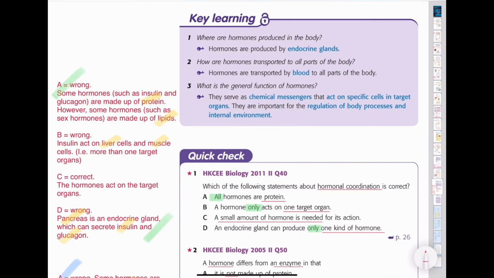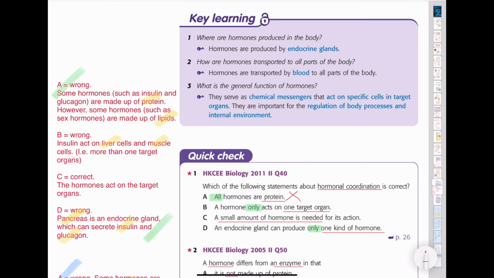For these two questions, it's talking about hormonal coordination, and the first part is asking which of the following statements about hormonal coordination is correct. Answer A, all hormones are protein. It is wrong, because actually not all hormones are protein. Some hormones such as insulin and glucagon are made up of protein, yes. However, some hormones such as the sex hormones are made up of lipids. So that's why A is wrong.